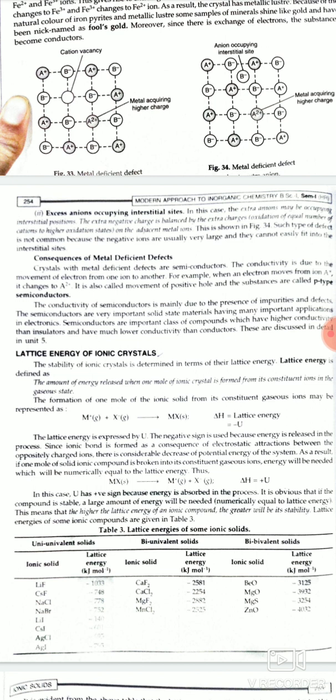Since an ionic bond is formed as a consequence of electrostatic attraction between the oppositely charged ions, there is a considerable decrease of potential energy of the system. As a result, if 1 mole of solid ionic compound is broken into its constituent gaseous ions, energy will be needed which will be numerically equal to the lattice energy. Hence, MX (solid) gives M+ (gaseous) plus X- (gaseous). Here delta H will be plus U.